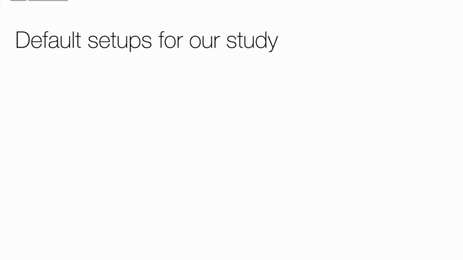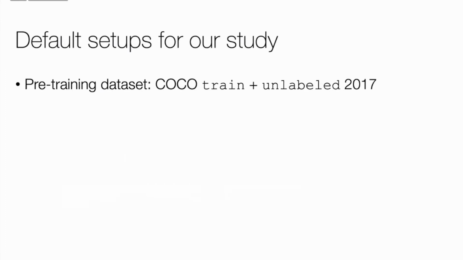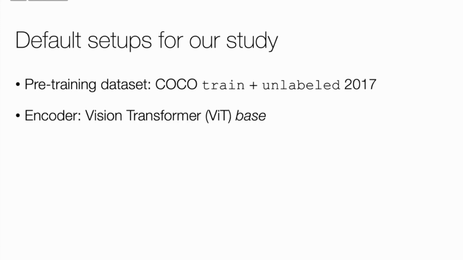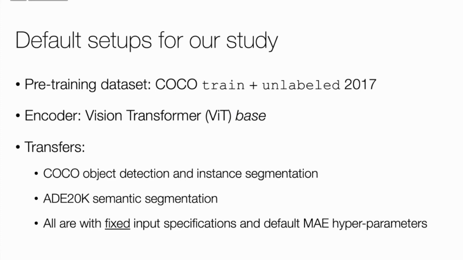For the default setups of our study, we pre-trained using a dataset combining COCO train and unlabeled images. These images are for object detection. We used an encoder that's ViT based. For transferring, we used COCO object detection, instance segmentation, and ADE20K semantic segmentation. The important thing is that we fix the input specifications during the transfer. And we followed all the default MAE hyperparameters for fine-tuning the models for detection and segmentation tasks.